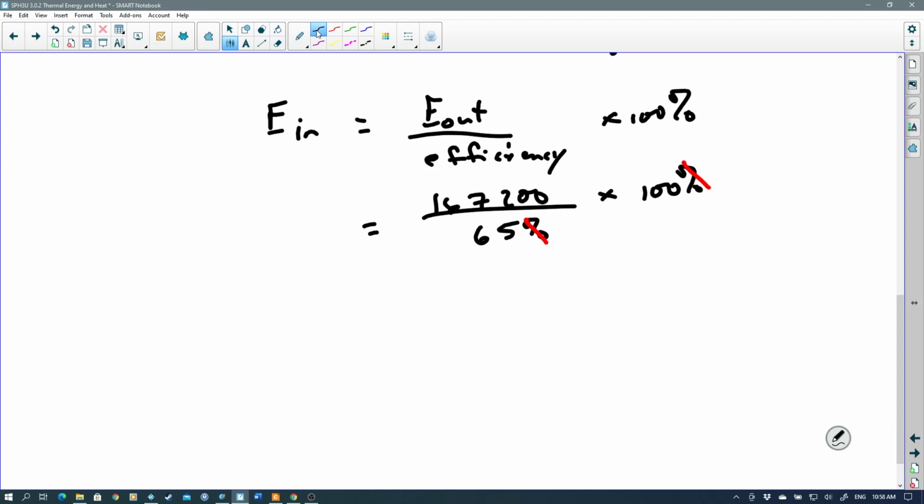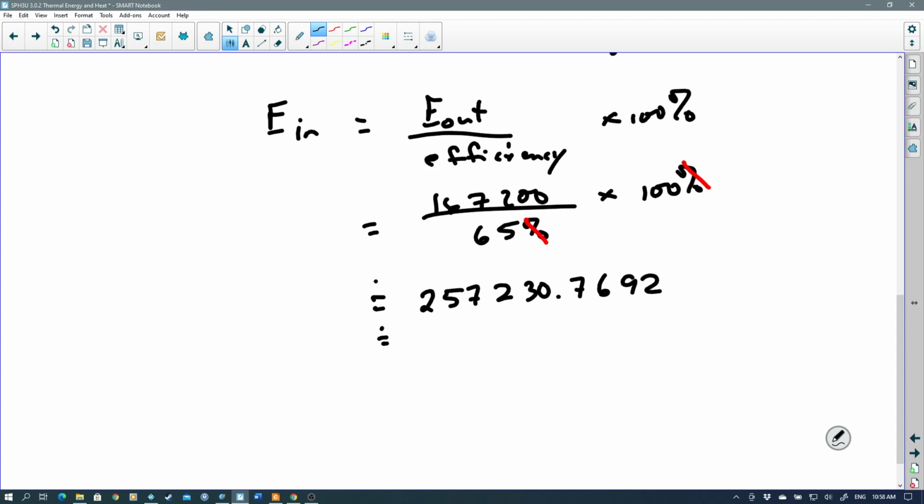So I'm going to do that calculation off to the side here: 167,200 divided by 65 times 100. I should get the exact same answer as if I took the top number and divided it by 0.65. And my answer should be bigger than the outputted energy, which it is: 257,230.7692, which we could round off to our significant digits.